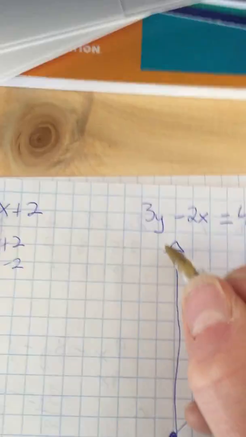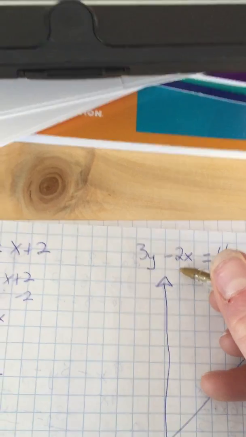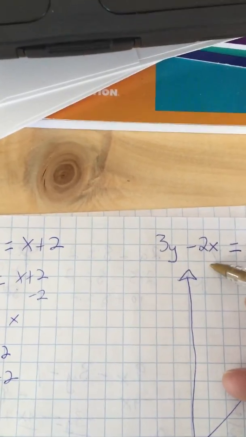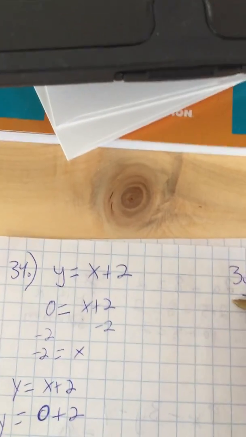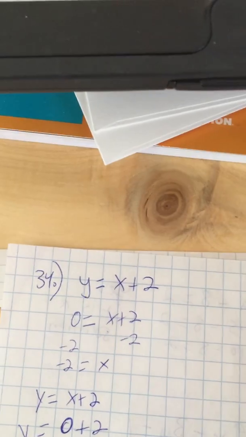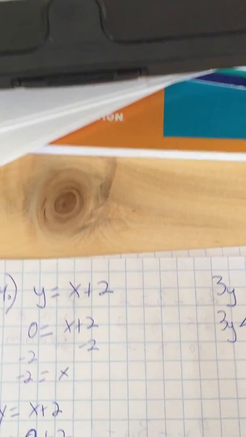You're going to do that. So that's that line. Now I have to deal with this line. So now, same idea. I'm going to do it the same way by making this equal to 0. So this is going to become 0. And then I'm going to have 3y. And this is 4. So now I have 3y equals 4.